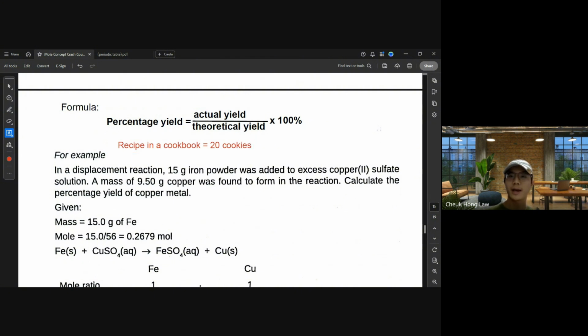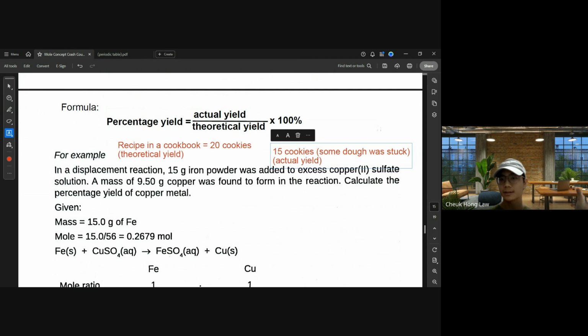But I tried this recipe and I only managed to get 15 cookies, because some of the dough was stuck in the pan. So this is a good example of actual yield versus theoretical yield. If I follow the recipe in the cookbook, theoretically I should get 20 cookies, right? That's the theoretical yield. But I only got 15 cookies, because of some mistakes. Some dough was stuck in the pan. I didn't do it properly. So this is the actual yield that I got.